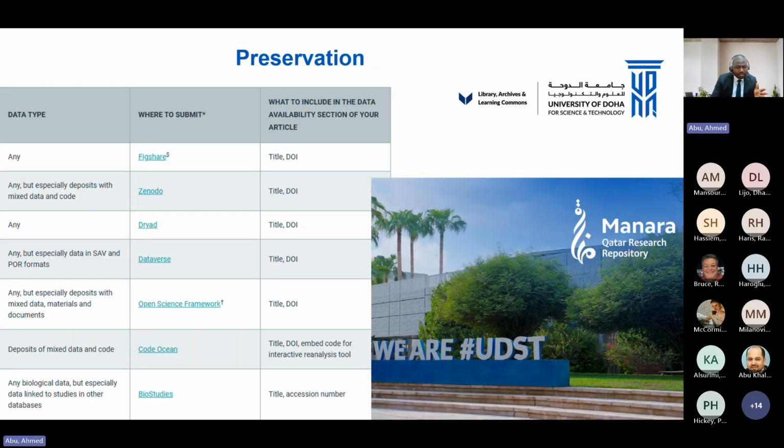These are some repositories. The list is not exhaustive. These are repositories that you could use, and also Manara.